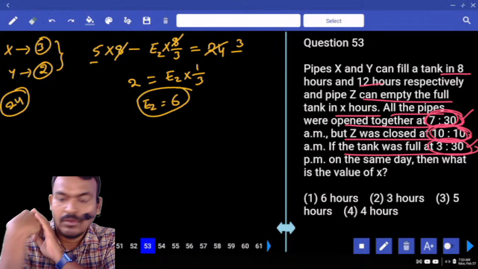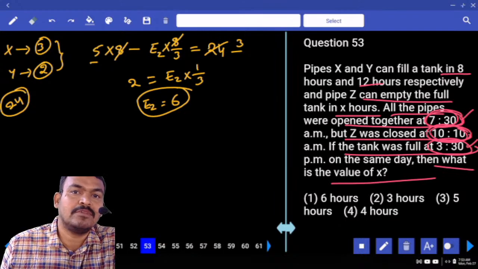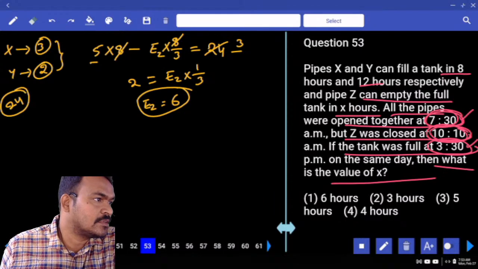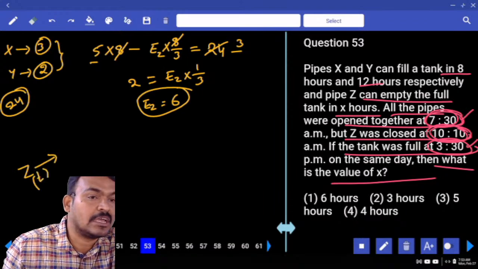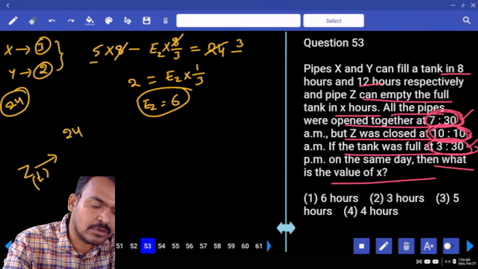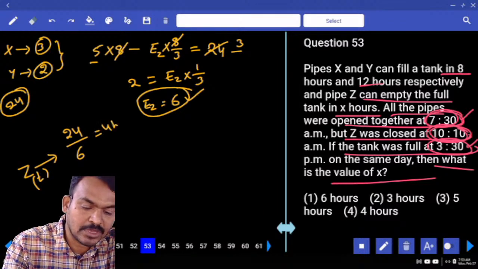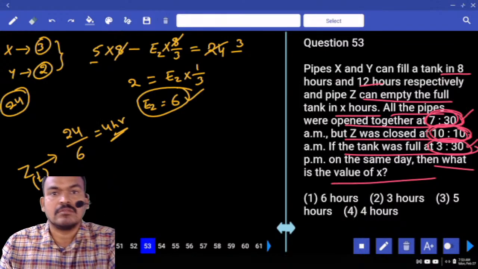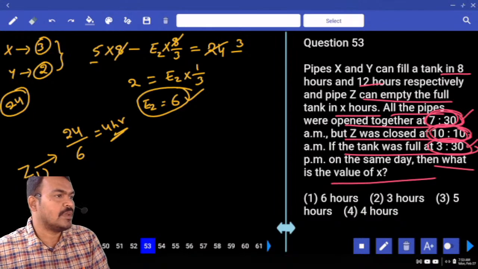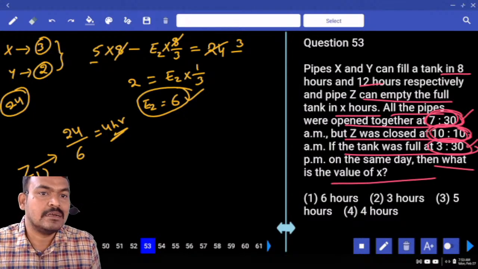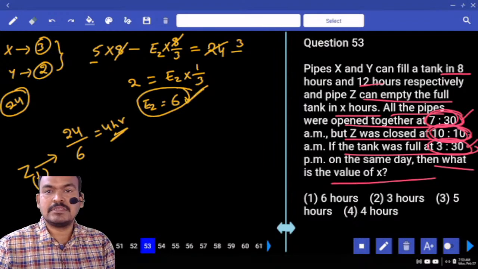What is the question here? What is the value of X? X is nothing but the time Z takes to fill the tank, in hours. Is the required quantity Z time or Z efficiency? Z time. What is the total tank capacity? 24. What is the Z efficiency? 6. 24 by 6 means how many hours? 4 hours.